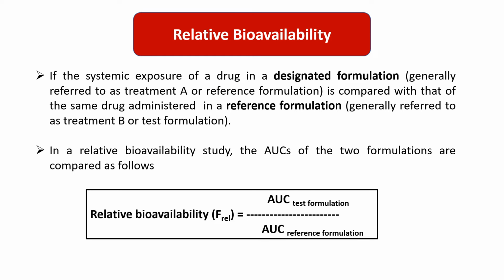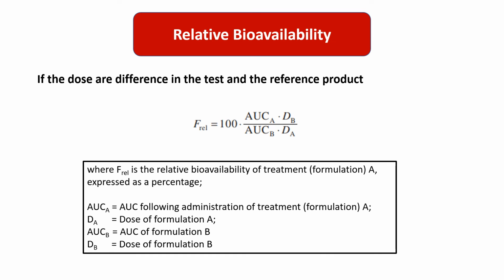So relative bioavailability, what is that? It is when the systemic exposure of a drug in a designated formulation is compared with the same drug administered in a reference formulation. So this expresses AUC of the test formulation against AUC of the reference formulation. This is how relative bioavailability is. Let's see a different example. This is the formula. You can see AUC is the AUC for formulation A, DA is the dose of formulation A. These two are common, and we have the AUC of formulation B and the dose of formulation B.